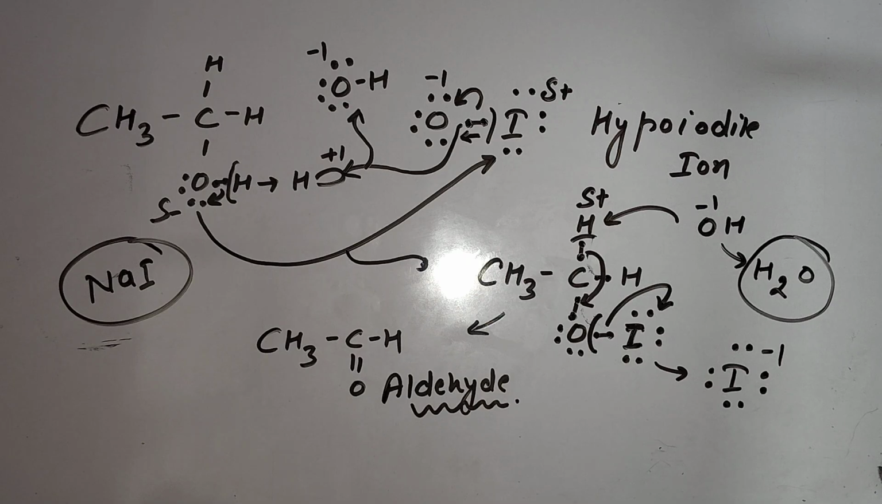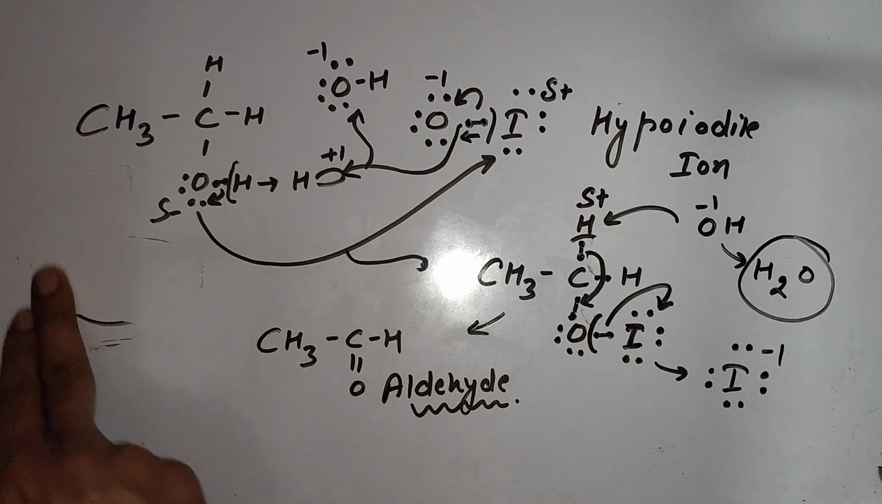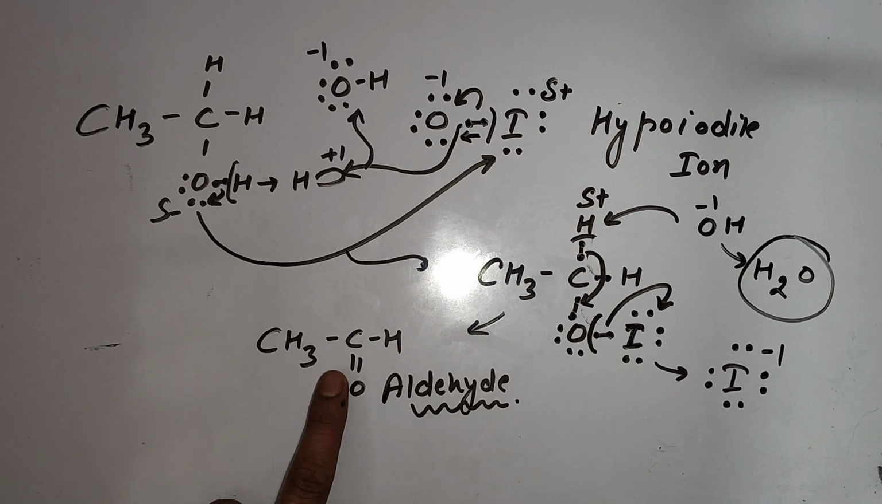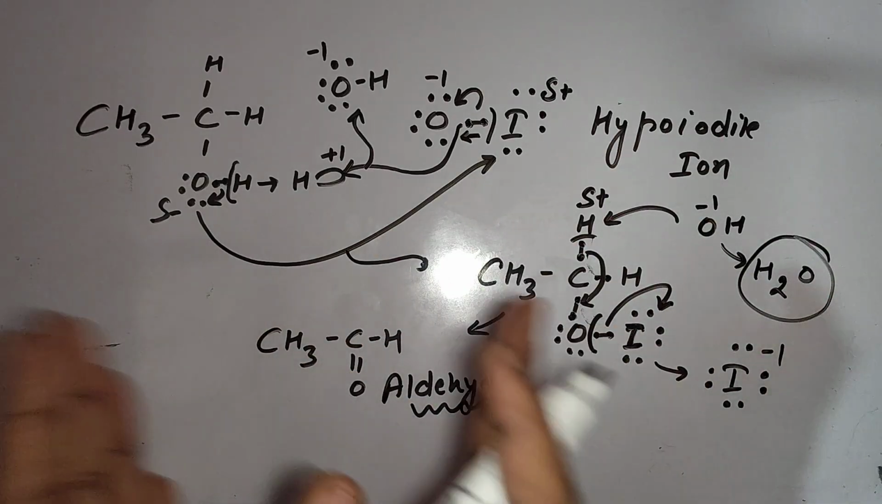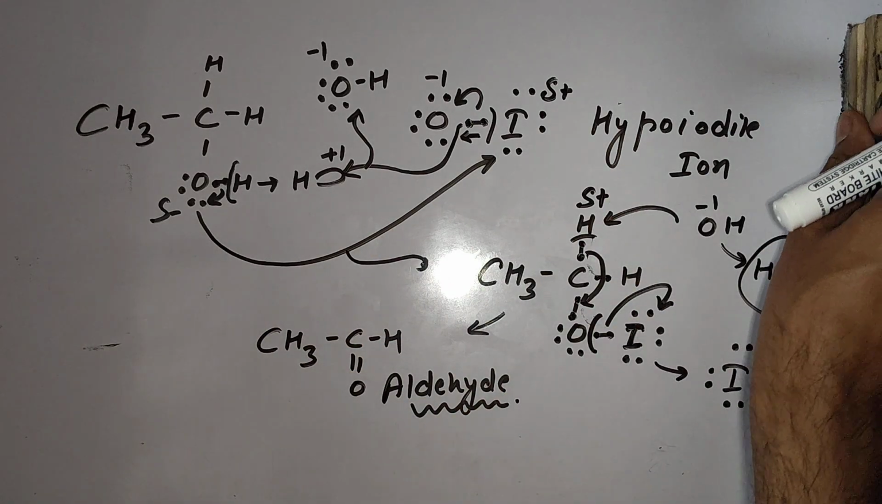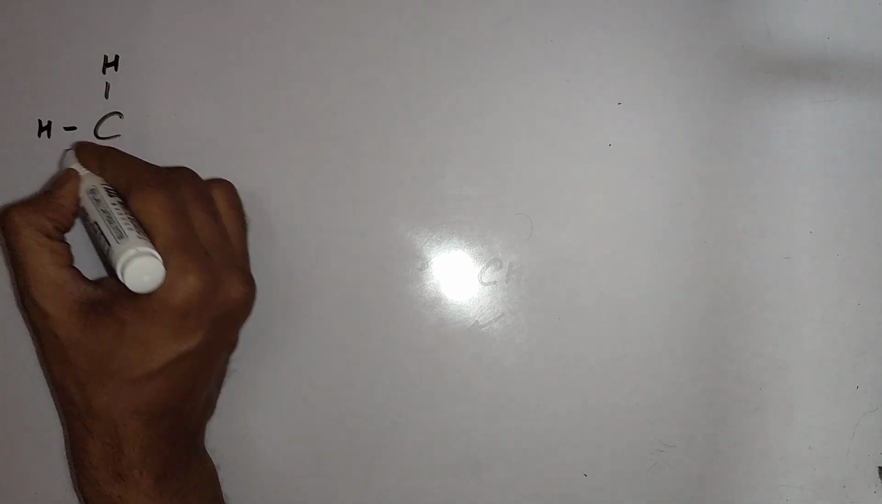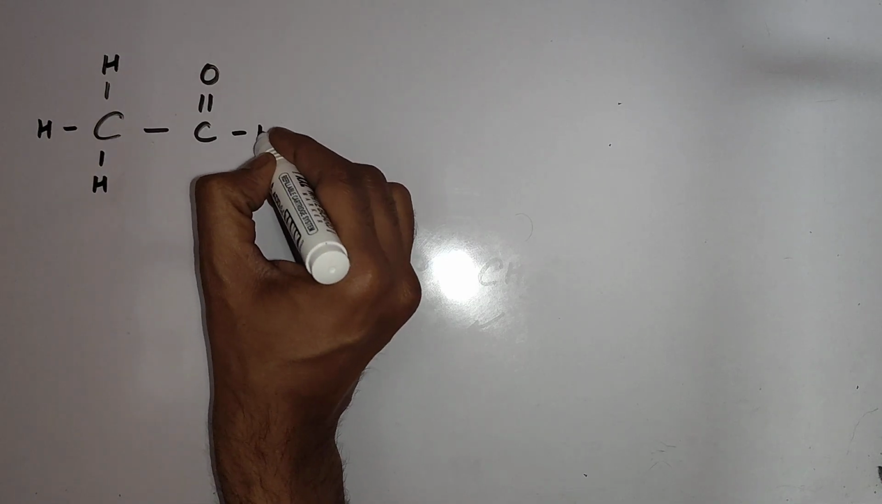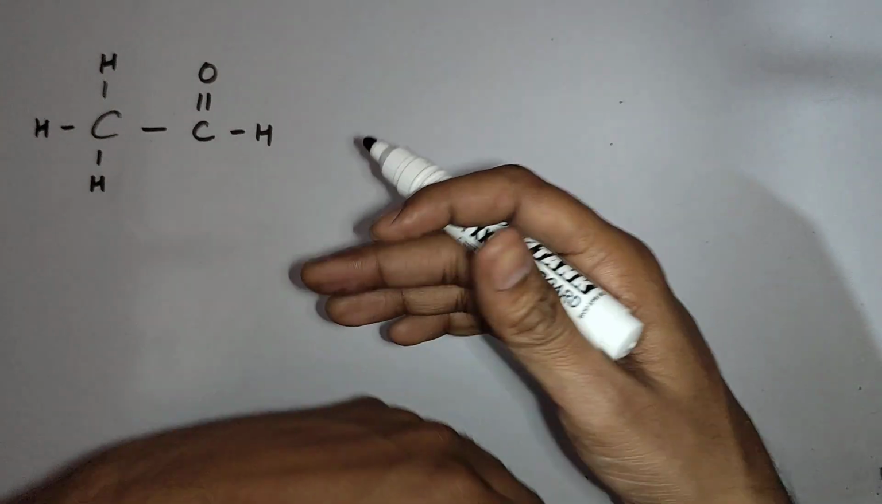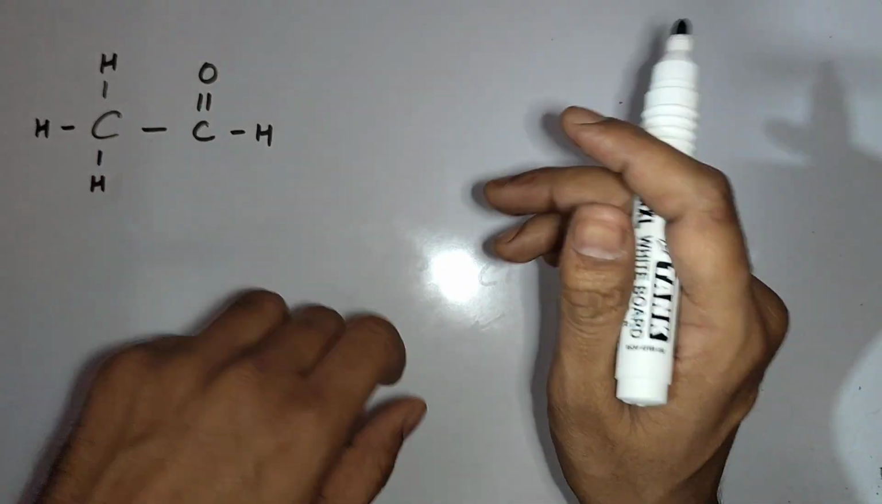Please keep on counting. Aldehyde is generated. Alcohol oxidation has happened. Now let's check what will happen with this aldehyde. Now the mechanism is very easy. The complicated part we have solved. Now it's a very easy mechanism.